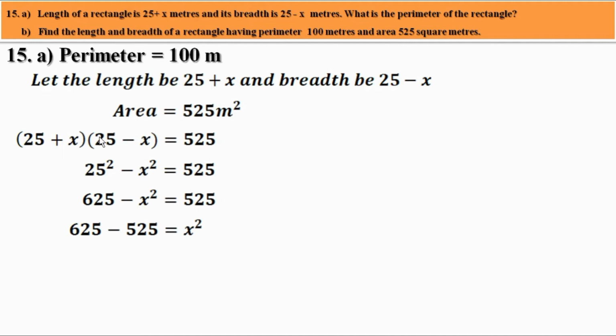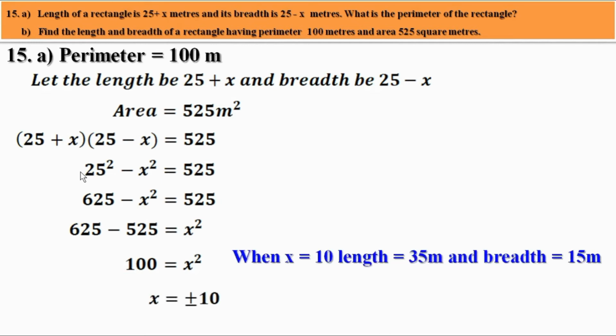625 minus 525 equal to 100. So we can write 100 equal to x square. Therefore x equal to plus or minus 10. When x equal to 10, length equal to 25 plus 10 or 35 and breadth equal to 25 minus 10, that is equal to 15.